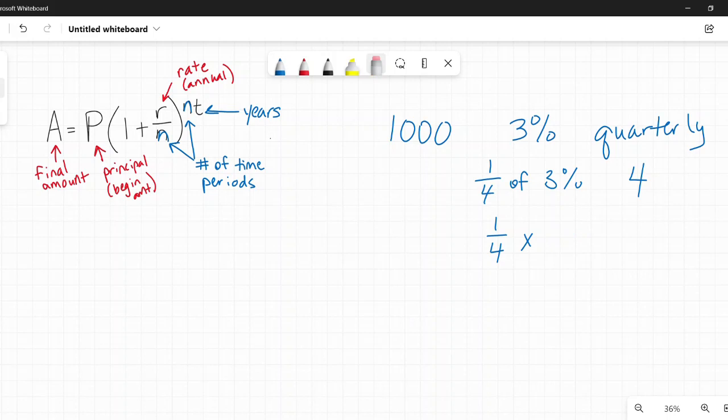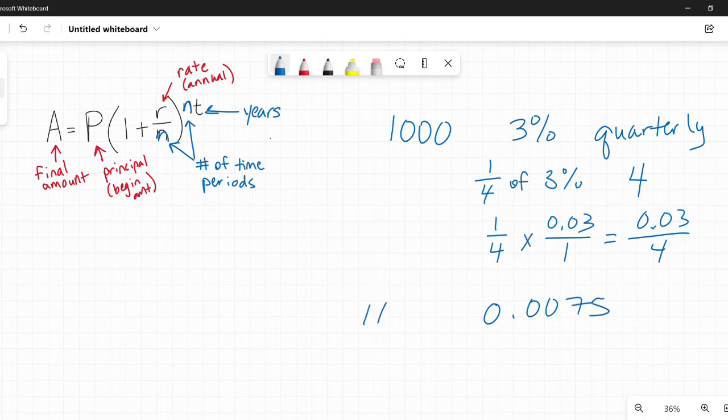And 3% can be rewritten as 0.03. And when we multiply by a fraction, we put that over 1. I know it looks awkward to have a decimal in a fraction, but bear with me for now. So there is my rate, 0.03 divided by 4. And if I put this in a calculator, 0.03 divided by 4, I get 0.0075. So I go, okay, how much money do I make in that first quarter? I multiply that by 1,000, and I make $7.50 in the first quarter.